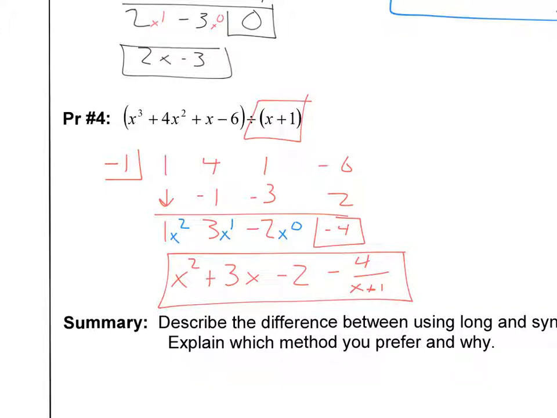So then I just fill in the spots, x to the 0, x to the 1, x to the 2, and then I could kind of simplify it. That's an x squared, that's a 3x, that's just a negative 2, and remember, whatever my remainder is, I put it above whatever I was dividing by, so negative 4 over x plus 1.